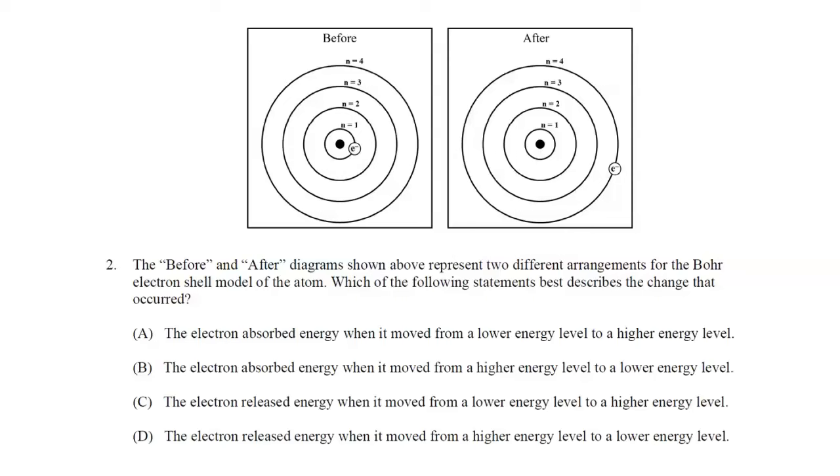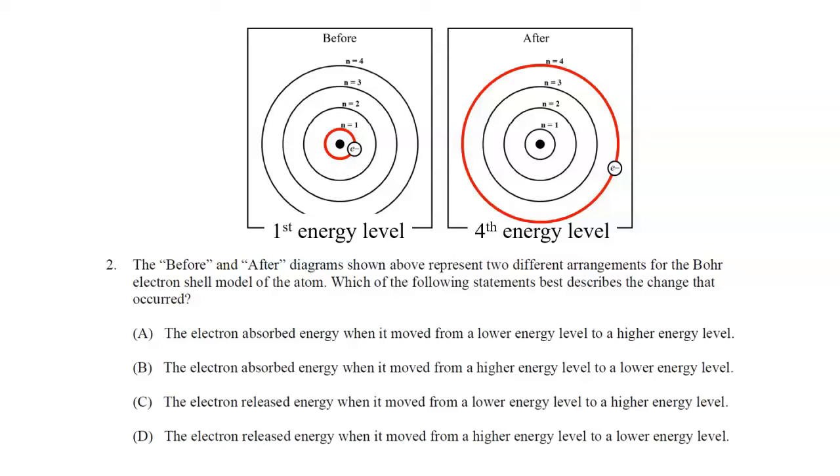So in the diagram on the left, which is the before diagram, we can see that an electron is located in energy level 1. But then that electron has moved to a different energy level. And in the after diagram on the right, now that electron is located in energy level 4. So the electron has moved from a lower energy level, which is the first energy level, to a higher energy level, which is the 4th energy level.